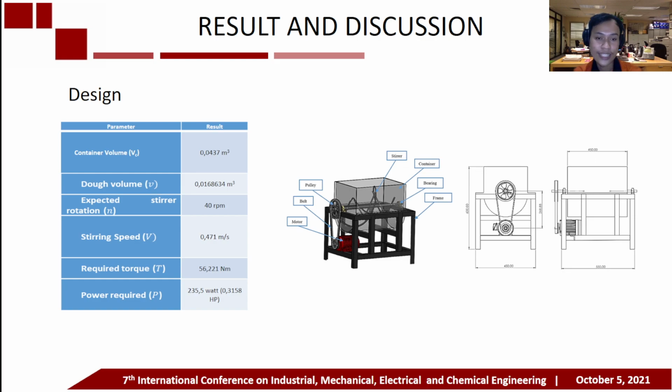Then, from the concept, a design drawing of the bread dough mixer machine with a capacity of 10 kg is generated, which is shown in this figure. Then the design is made by considering the calculation parameters shown in this table. The parameters consist of container volume, dough volume, expected stirring speed, required torque, power required, and the results shown on this table.